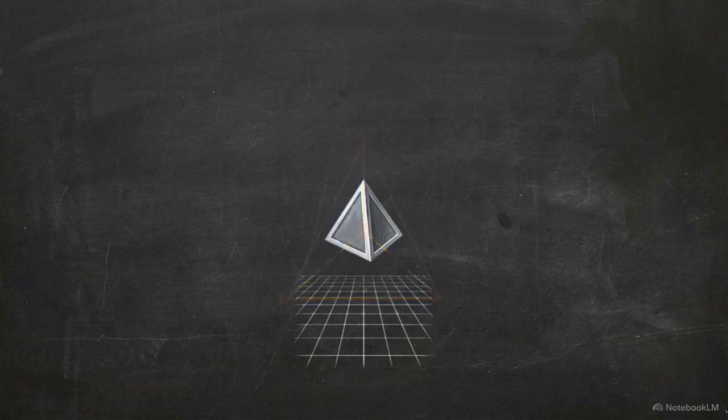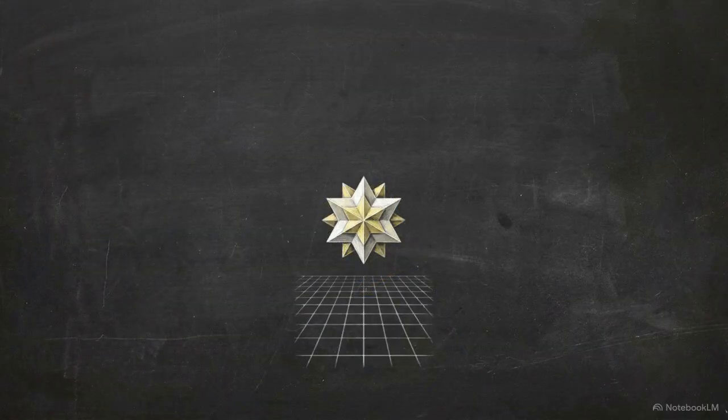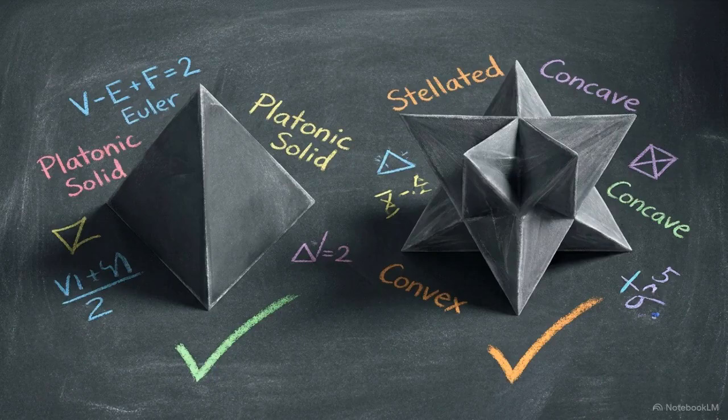In a convex polyhedron, a plane containing any face leaves the solid entirely on one side. A concave polyhedron breaks this rule. A diagonal connecting internal vertices passes through the empty space outside. Determining whether a shape is convex or concave is a critical distinction, as it dictates which mathematical theorems we can apply to calculate its properties.